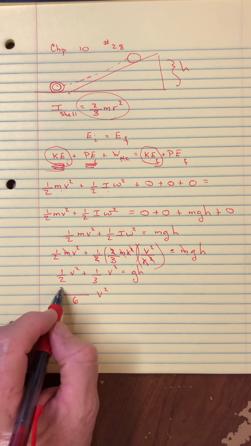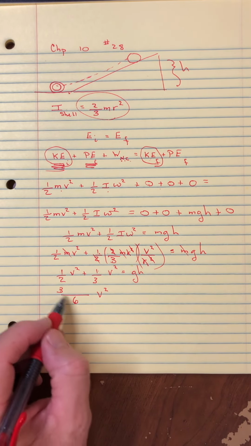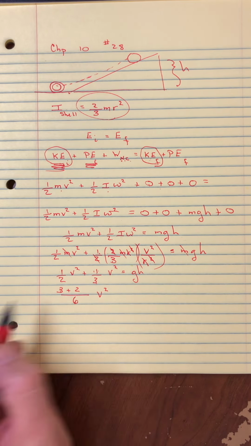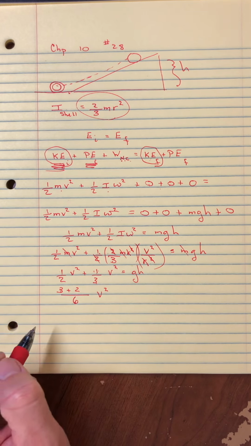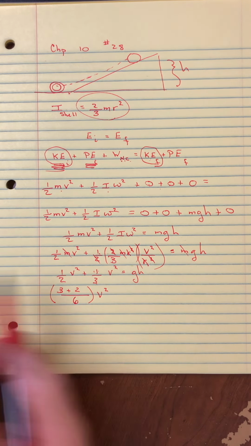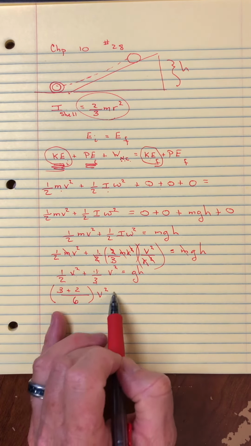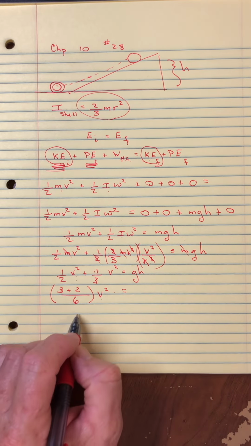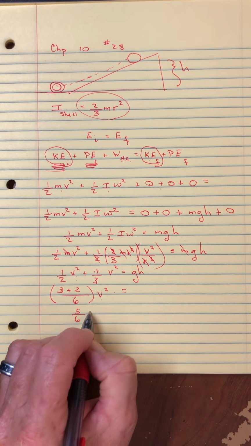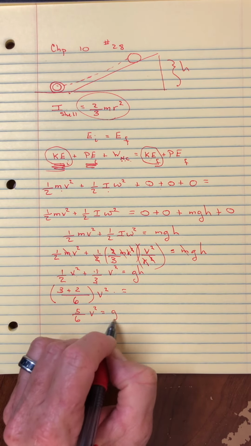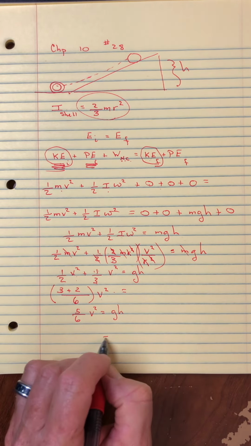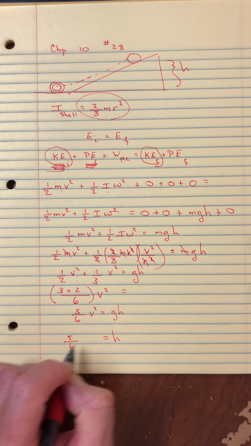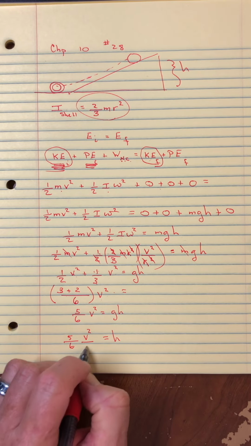Because a 1/2 would be 3/6, and a 1/3 would be 2/6. And so factoring out a v squared and getting a common denominator of 6 gives me 5/6 v squared equals g over h. So finally, I can now solve for h. It would be a 5/6, then the speed squared divided by g.